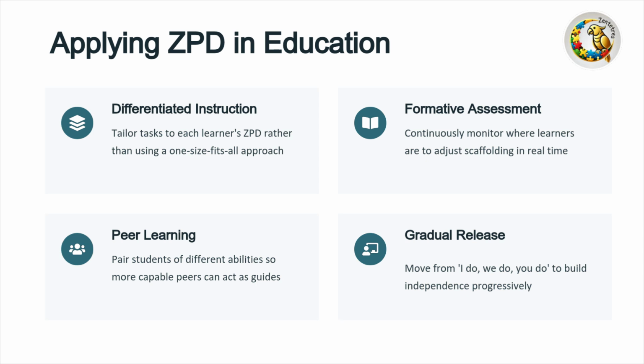Peer learning leverages the social nature of Vygotsky's theory by pairing students of different ability levels. A more capable peer can serve as the more knowledgeable other and guide their partner through the ZPD. The gradual release model, often described as I do, we do, you do, embodies the scaffolding process. The teacher first demonstrates, then works collaboratively with students, and finally steps back as students work independently.